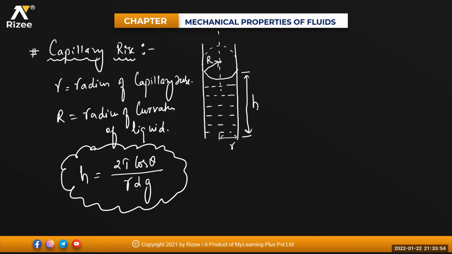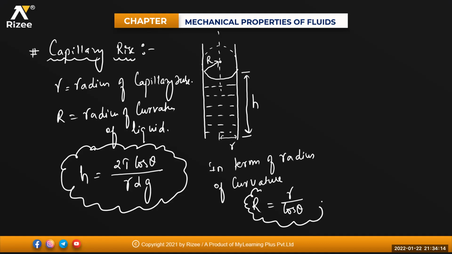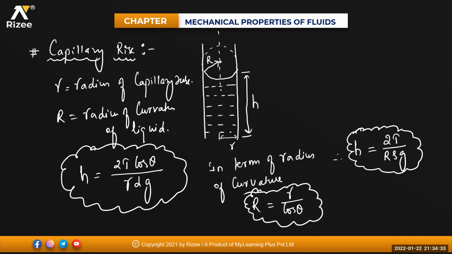Clear, beta? In terms of radius of curvature, capital R is equal to small r divided by cos theta. A very, very important relation between capital R and small r. Therefore I can write the height of the liquid in the capillary tube: cos theta divided by small r can be written as 1 by R. So h will become 2T divided by capital R into rho into g. So this is the formula we need to remember here.